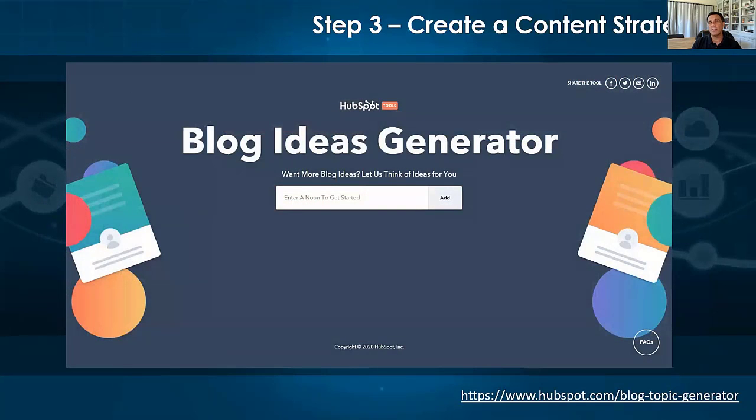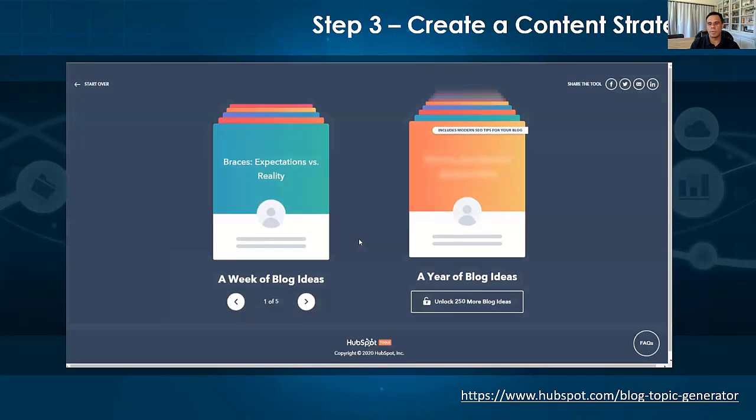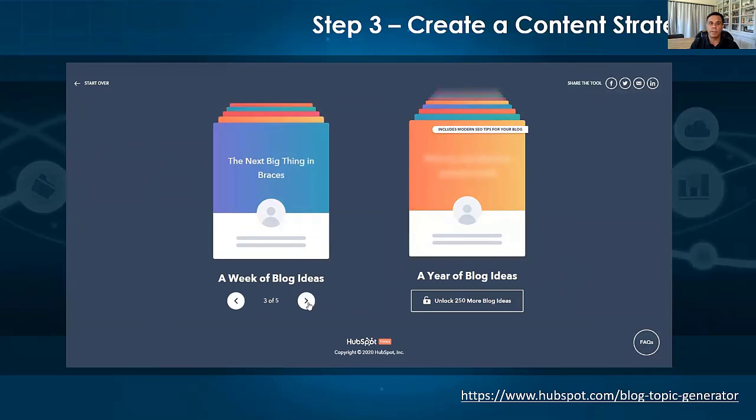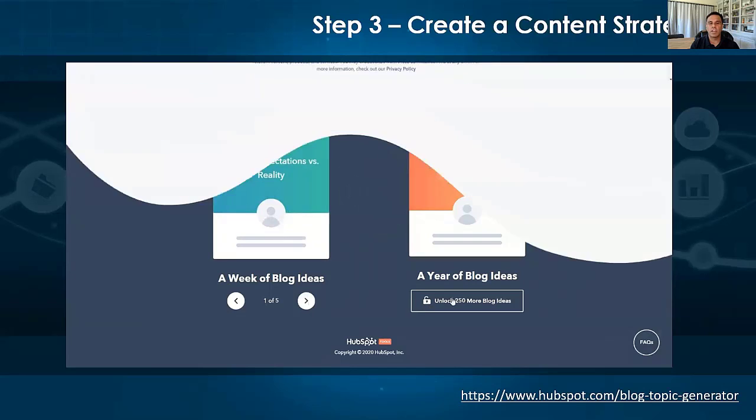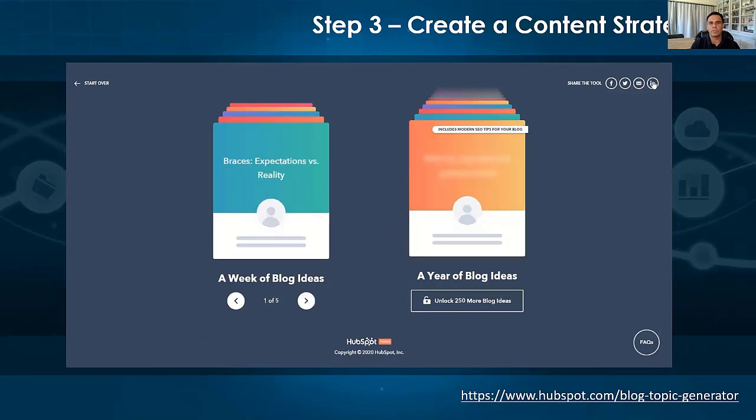Sometimes it's hard to think of blog ideas, and HubSpot has this little tool where you just enter any noun in there and it'll give you ideas for blogs. I put the link in there. It's just HubSpot blog topic generator. You can unlock more by just putting your information in there. But if you're just totally stuck, this is a good way to come up with some ideas of what your blog, your podcast, your ebook, etc. could be about. It's going to give you content ideas that might really work well for you.